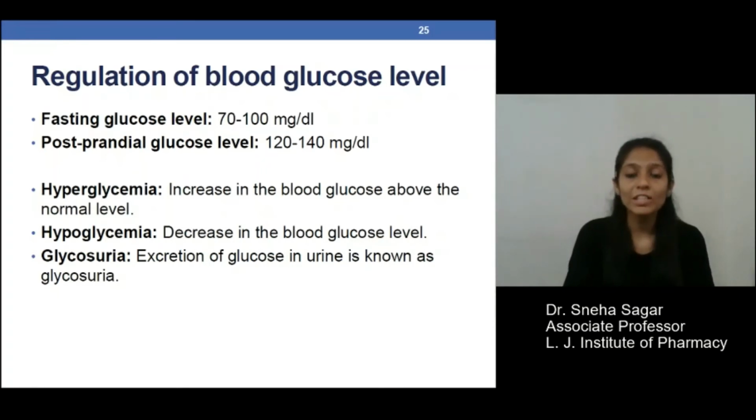Now, what is the normal level of blood glucose? In fasting condition, it should be between 70 to 100 mg per deciliter, and the non-fasting blood glucose level should be 120 to 140 mg per deciliter. If a patient has a decrease in the blood glucose level, then we can say the patient is having hypoglycemia, and if the excretion of glucose in urine takes place, then it is known as glycosuria.